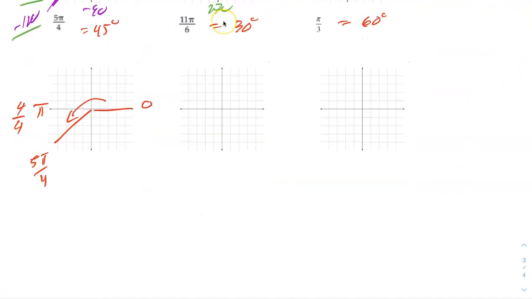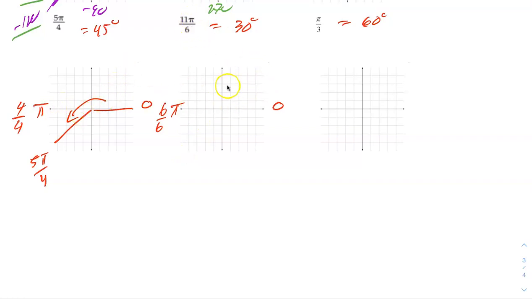11 pi over 6, same idea. So here's 0, here's pi. Make that 6 over 6. There's a problem though, that's 6 over 6. Right, 1 less, 5 pi over 6. 1 more, a little past, that'd be 7 pi over 6. By the way, what's over here? 1 pi over 6, right? Quadrant 1 is always the first one. 1 pi over 4. 1 pi over 6.